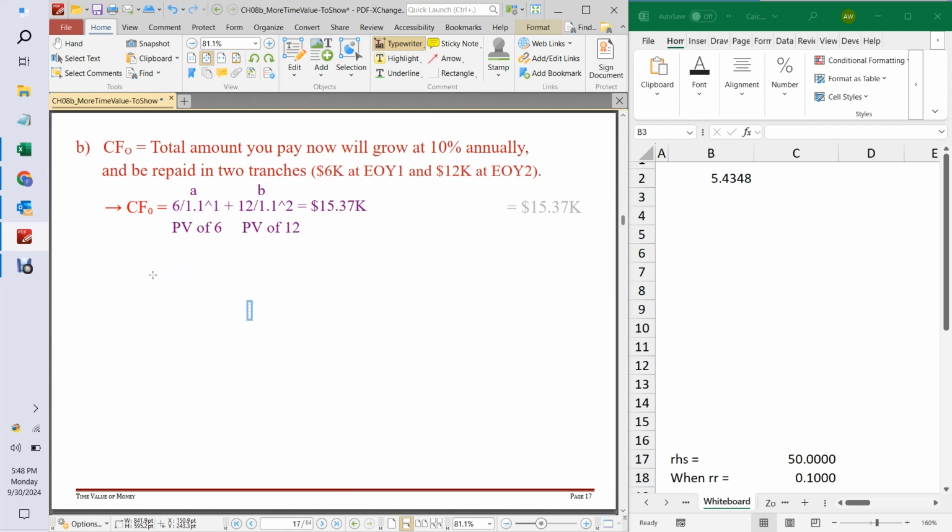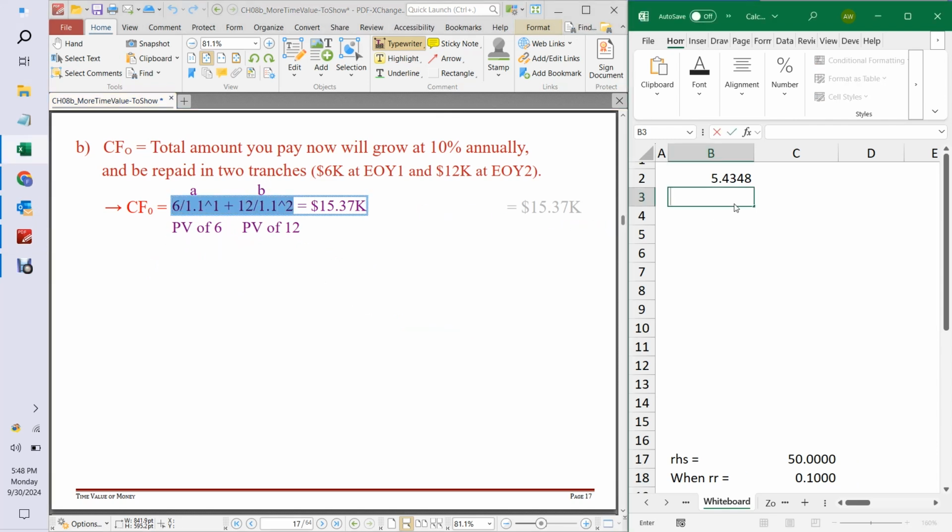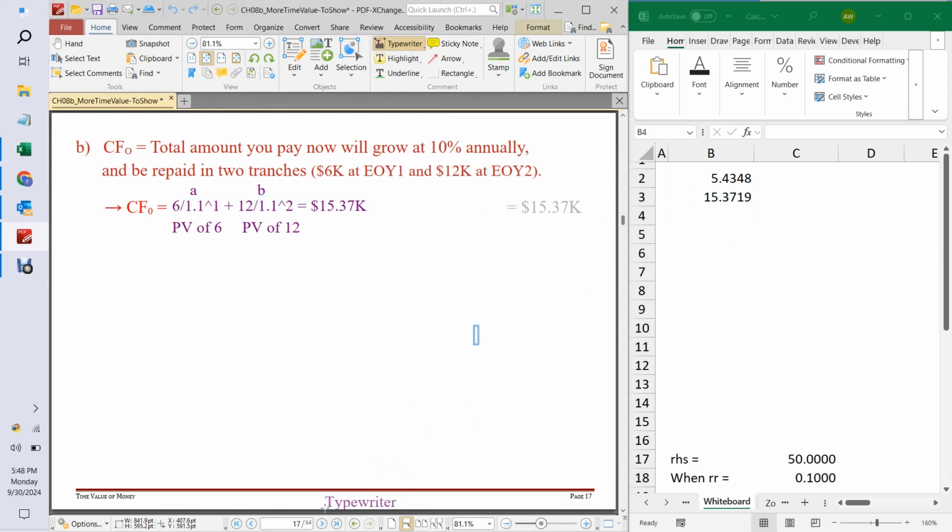So that's pretty great. All right, so I know that some of you skeptics out there are saying this guy is king of all typos. I don't believe his calculation. Well, there you go, 15.37.